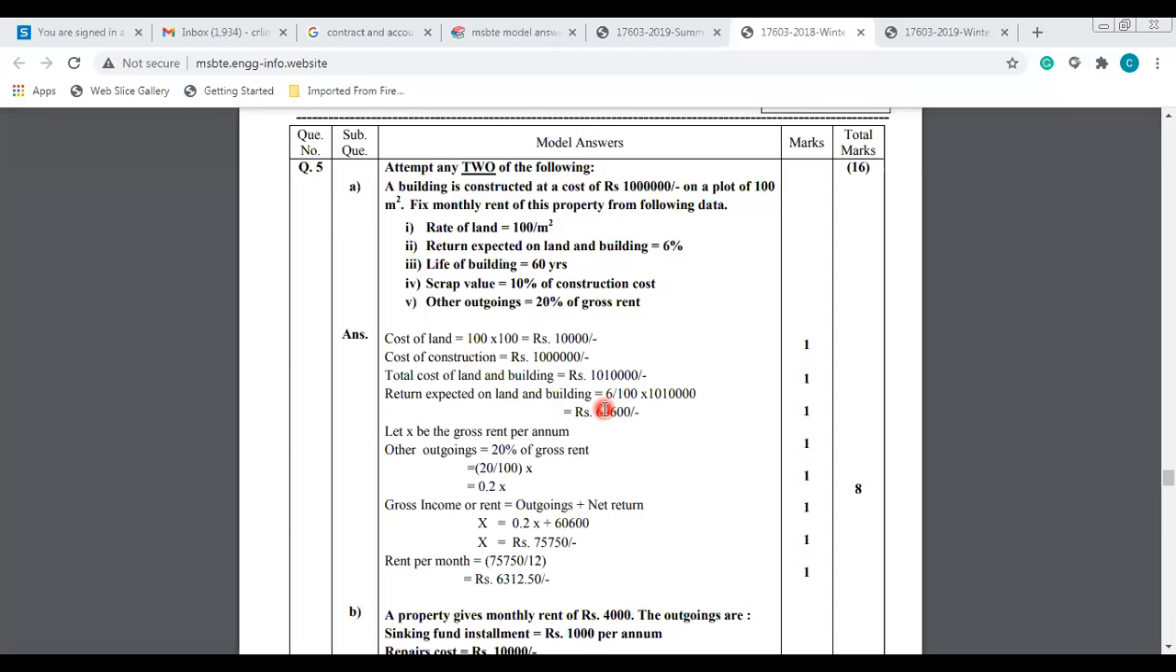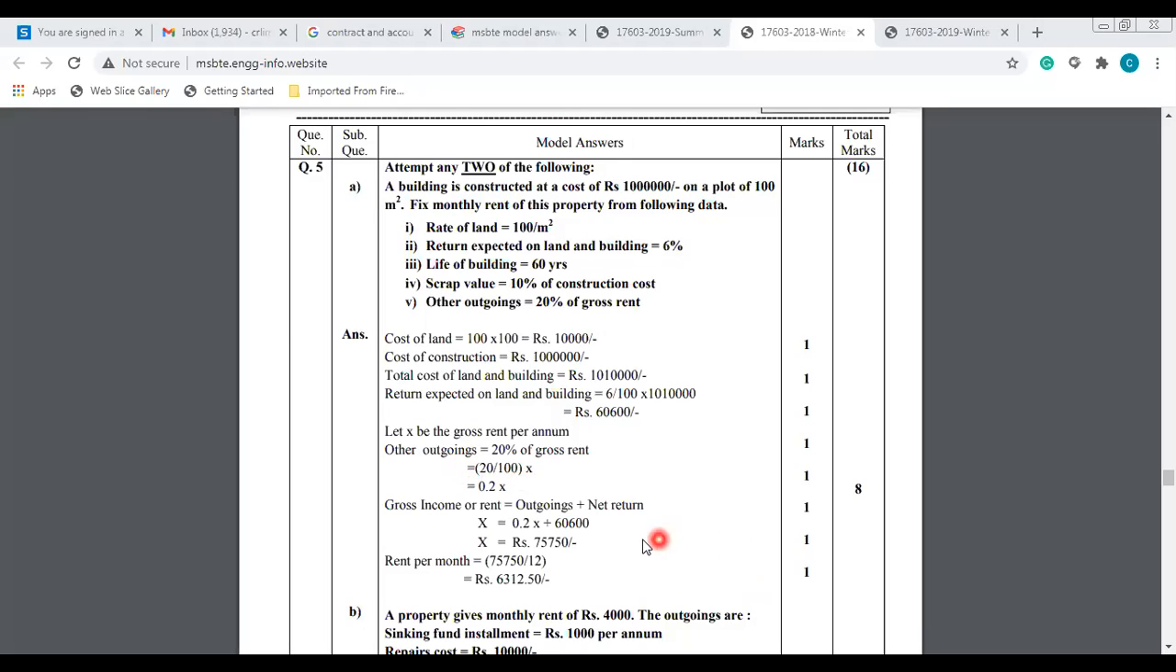For deciding the rent per month, we are going to assume, let X be the gross rent per annum, as gross rent is not given in this particular problem. Other outgoings are 20% of the gross rent. Gross rent we have assumed as X. So 20% of X comes as 0.2X.